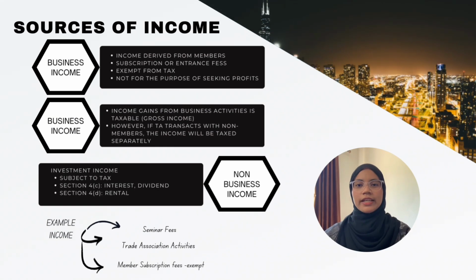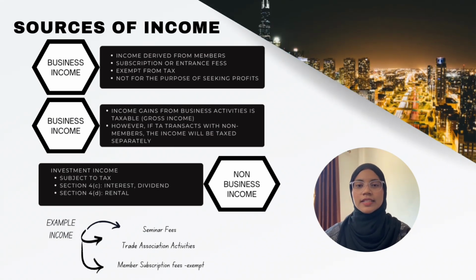Now, we will look at how the Income Tax Act 1967 treats the sources of income for a trade association. Under this act, a trade association can derive business income, for example, through subscription and entrance fees. These are usually exempt from tax because they are derived from members and not earned for seeking profits. However, when a trade association earns gross income through transactions with non-members, that income becomes taxable and is treated separately.